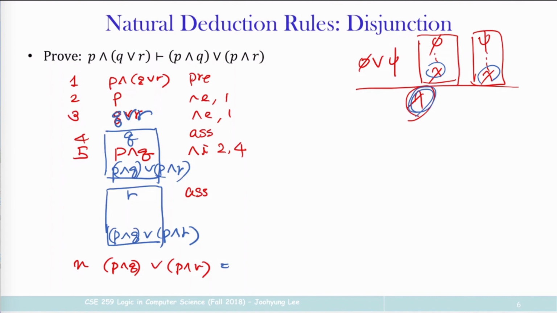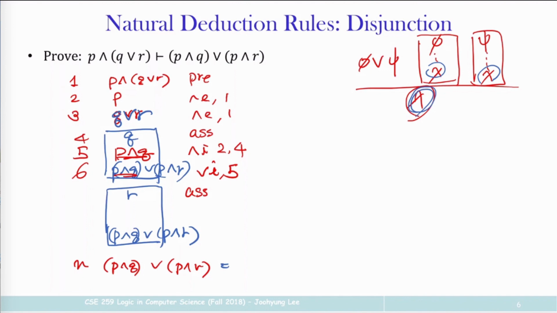How can I go from line 5 to line 6? Or introduction, because P and Q is one of the disjunctive terms, and no matter whatever that I make a disjunction with, that's still a valid formula to derive. So that's or introduction from line 5. We are done here. Okay. The next box is also dual because the reasoning is symmetric. Okay, let's actually go over that.